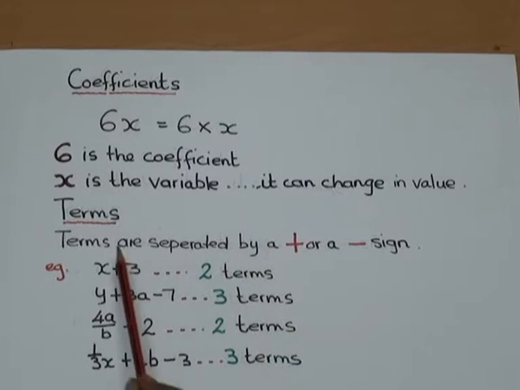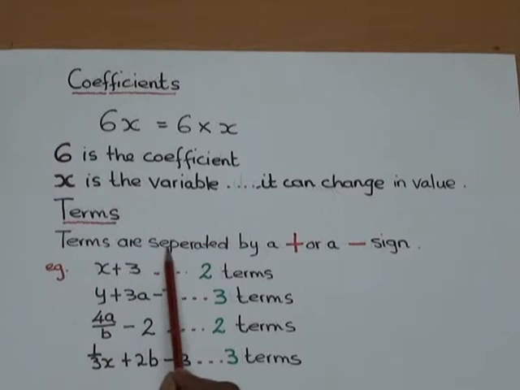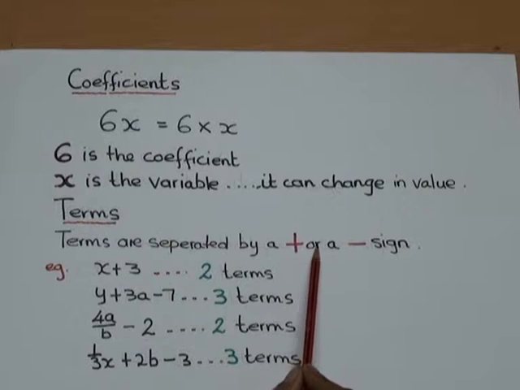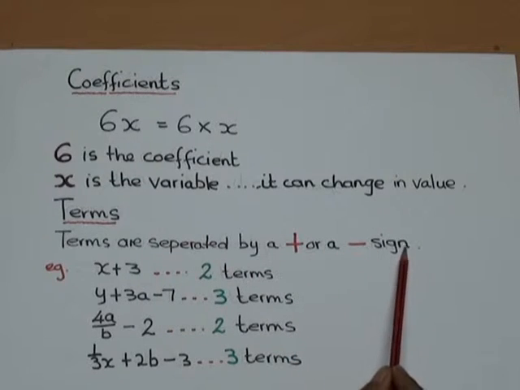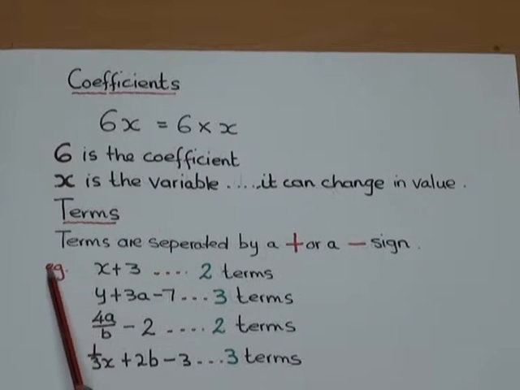Terms. Terms are separated by a plus or a minus sign. For example, x plus 3, there are two terms. X is one term, 3 is another term, separated by a plus sign, two terms. Y plus 3a minus 7, there are three terms. There's the plus and the minus.